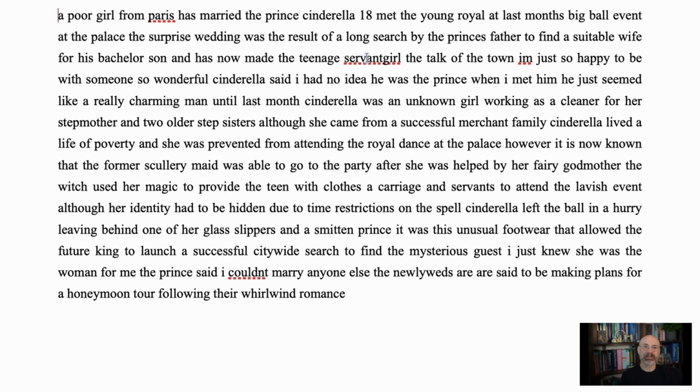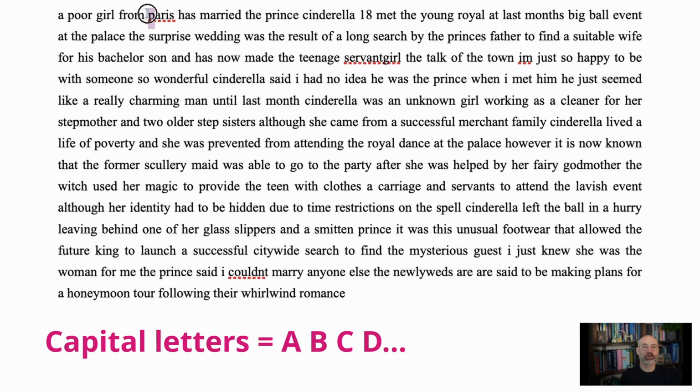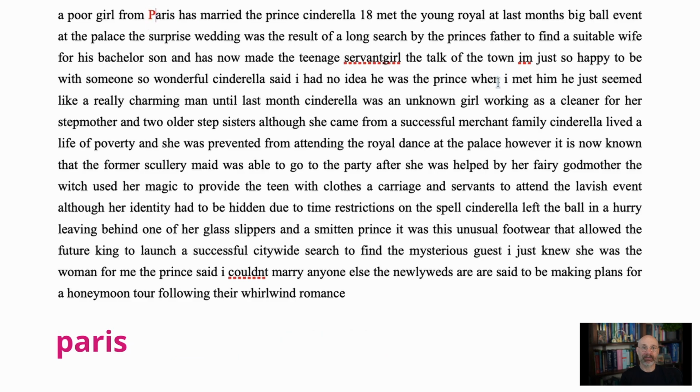So let's add some. Before I do that, I'm going to take that text and put it into a Pages document so I can edit it more easily. Here's the unpunctuated version again, a block of words with no clear structure, but I will give it some. First, let's start with capital letters, all big letters, for proper names, such as places and people. Paris and Cinderella. And that's it. Not too many in this text.